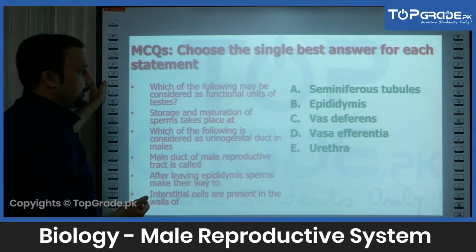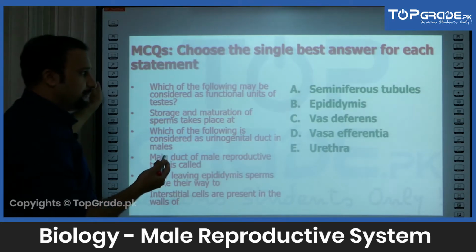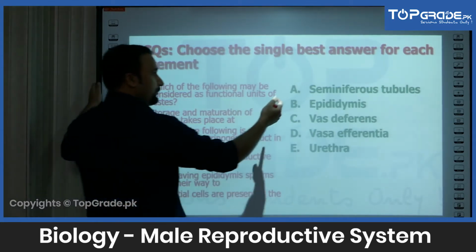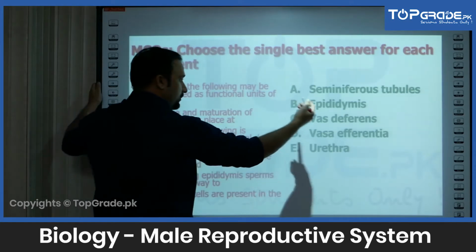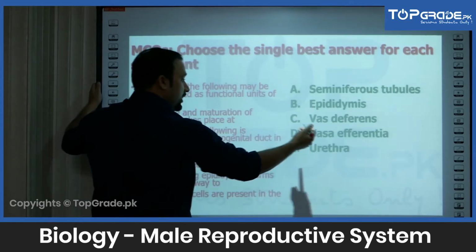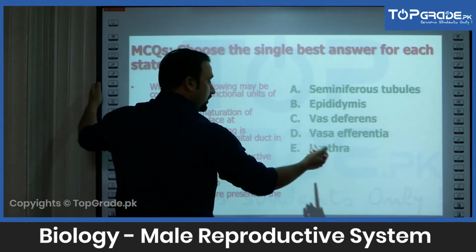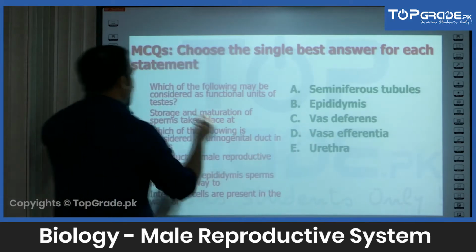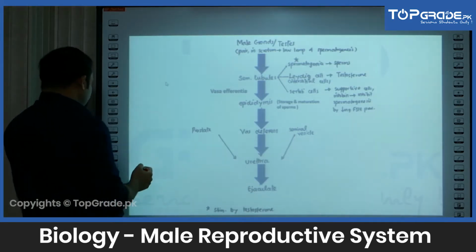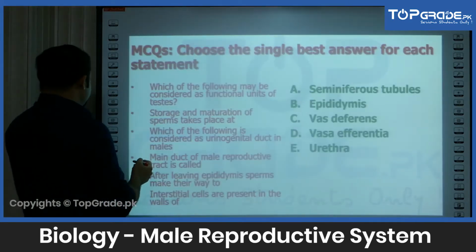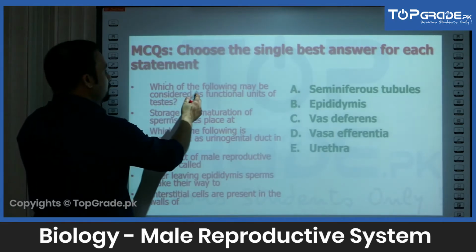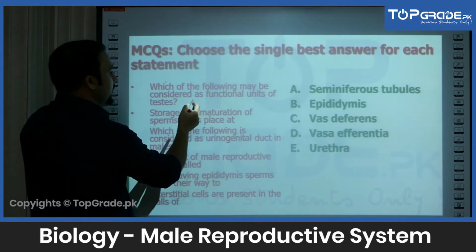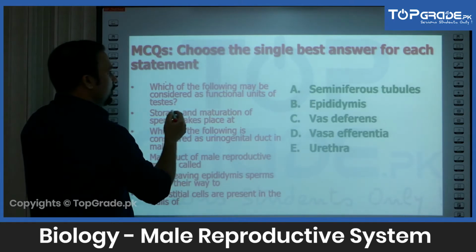So let's start off with anatomy. Few questions at the very beginning of our discussion. A option is seminiferous tubules, B option is epididymis, C option is vas deferens, D option is vasa efferentia and E option is urethra. And the first statement we are having is: which of the following may be considered as functional units of testes.